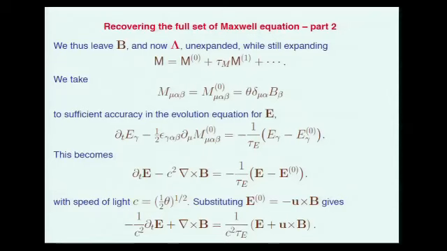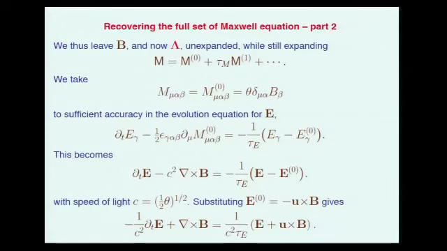So now I leave B and lambda unexpanded, so lambda becomes a slow variable too. I just expand m. At leading order, I've got m equilibrium is this thing again with the delta and B. I plug that in, and to sufficient accuracy, I get my evolution equation for E at leading order in my Chapman-Enskog expansion.